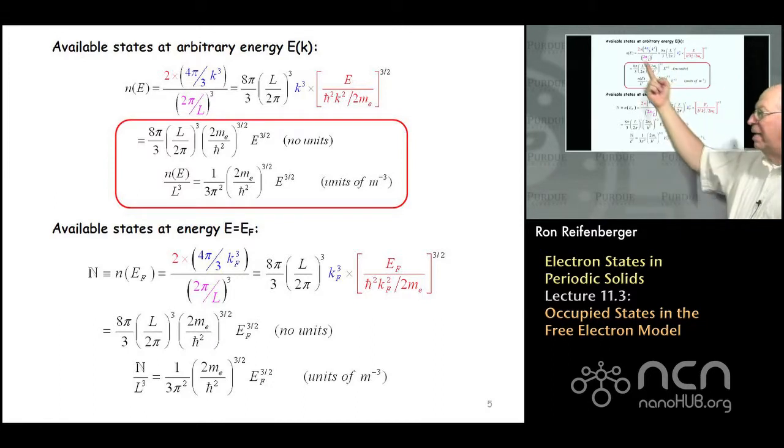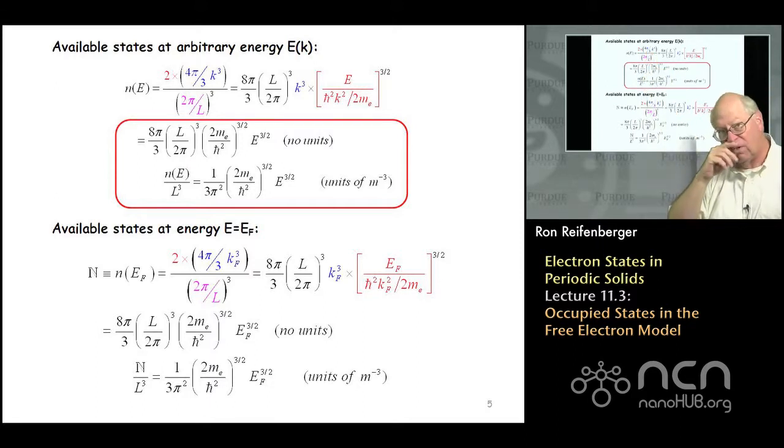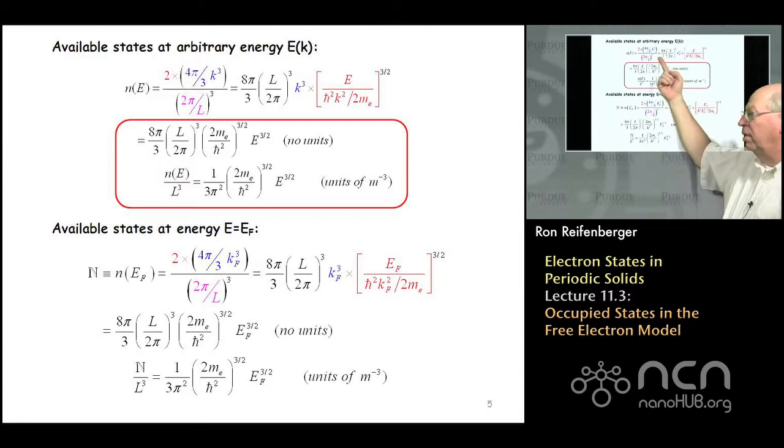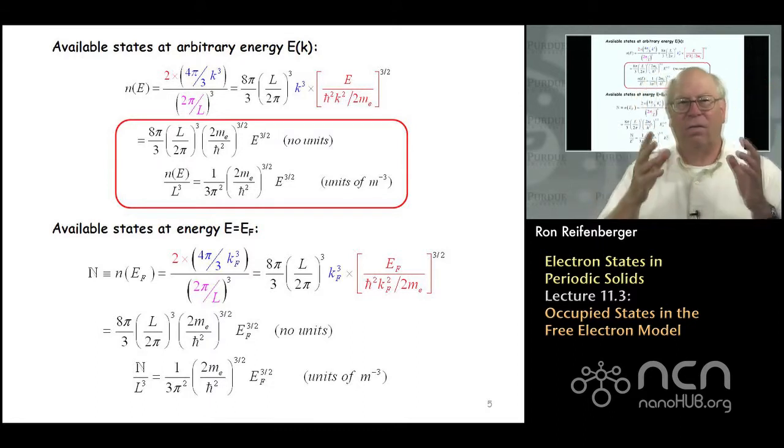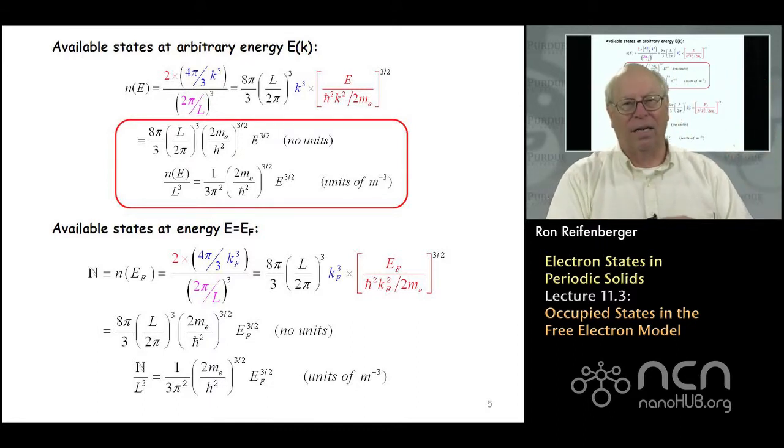And the way you do that calculation is you take a factor of 2 to include all the spins. You take the volume of all the k states that are filled inside a sphere specified by some wave vector k. So the volume of the sphere is just 4 pi over 3 times k cubed, right? And then you divide that by this quantity (2 pi over L) cubed. That's the volume that each k state takes up.